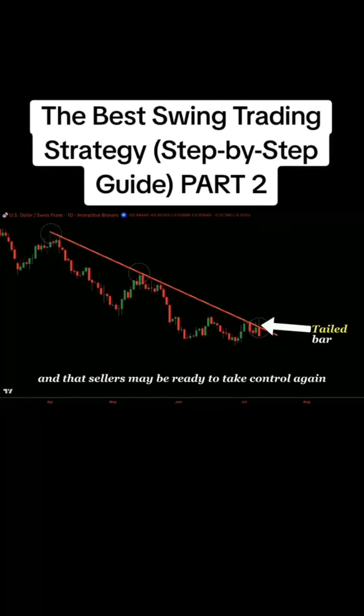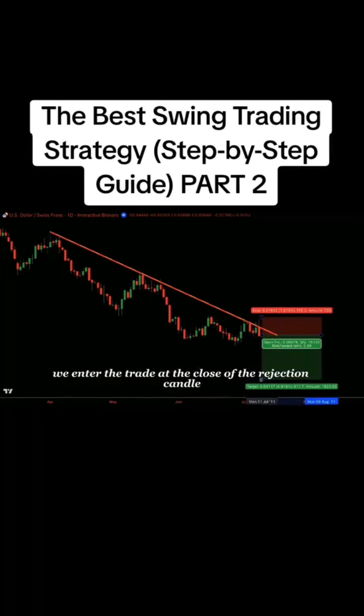to take control again. We enter the trade at the close of the rejection candle, place our stop loss just above its high, and set our take profit at the next major support level. Now look at what happens. As you can see, the market resumes the downtrend and reaches our target as expected.